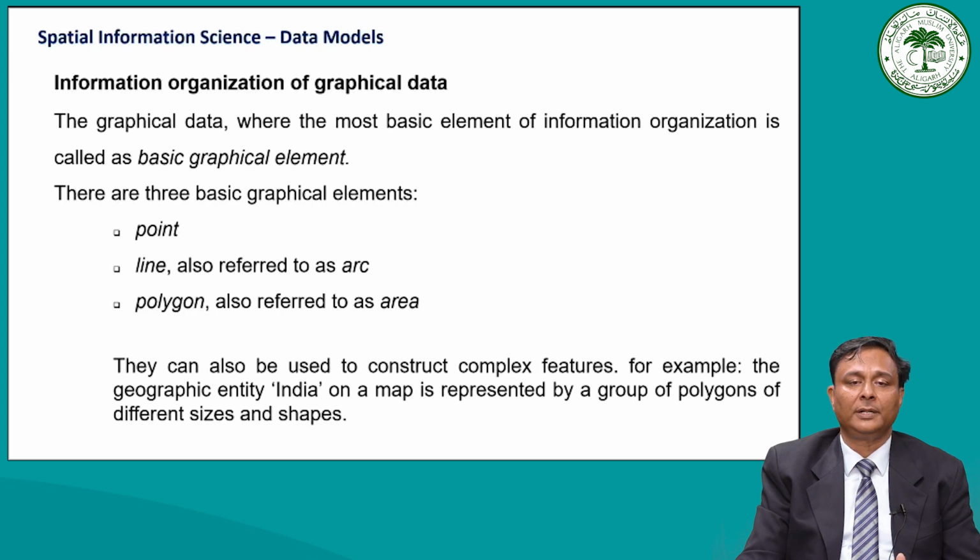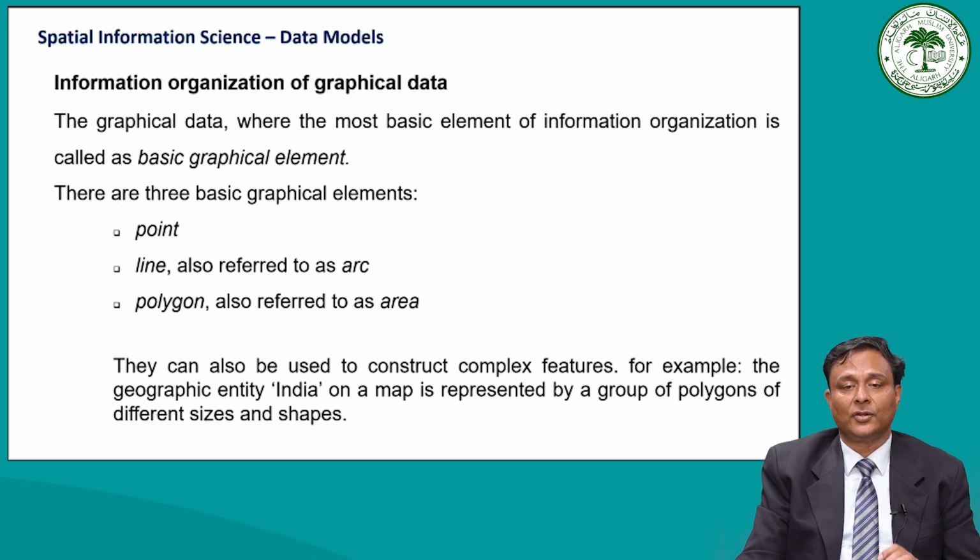For example, a point may represent a well, or any benchmark which represents the spot height of that particular location. The line entity may be a road segment or river, and the polygon may be any lake or a forest area. They can also be used to construct complex features.